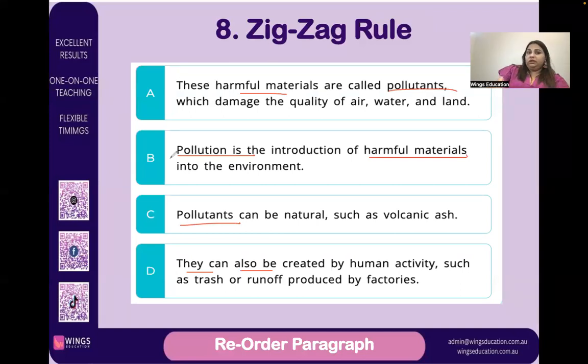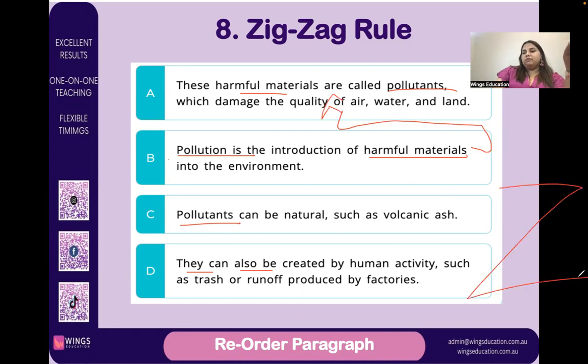So I'm going to start with B. From B, harmful materials is repeated in A. So that's a zigzag. You see, zigzag. If you put harmful materials in the end, which statement is that? B. So I'm going to say B here. And then harmful materials is in the beginning and repeated in A. So my A is here. So I'm going to go BA.